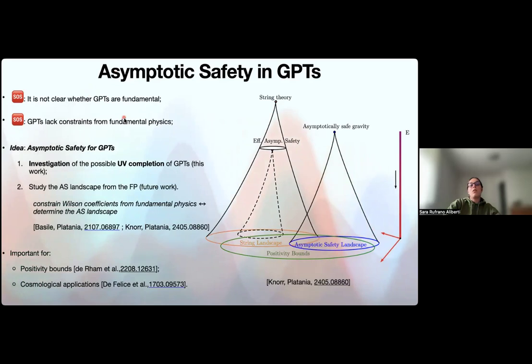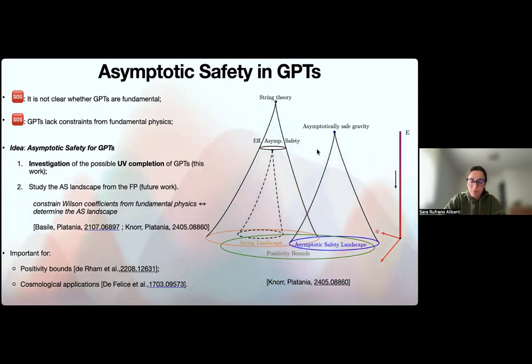Since it's not clear whether generalized Proca theories are fundamental and they lack constraints at a fundamental level, we want to investigate first if these theories admit an ultraviolet completion, and that's actually what we've done in this work. And then we want to study the asymptotic safety landscape coming from the fixed point, and this is for future work.